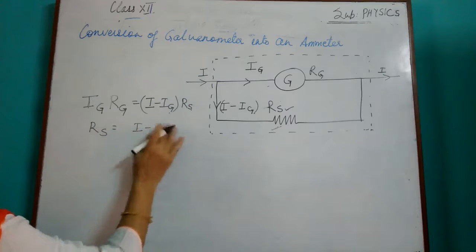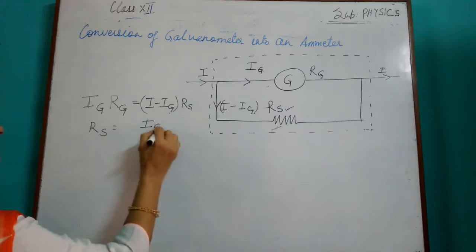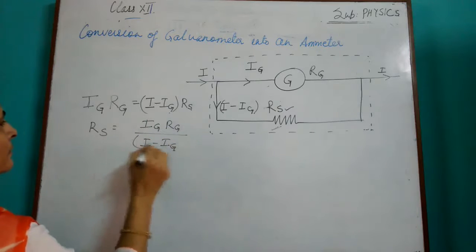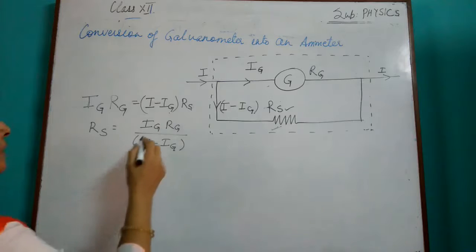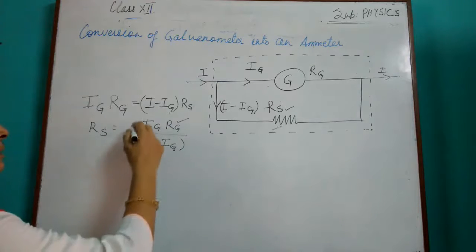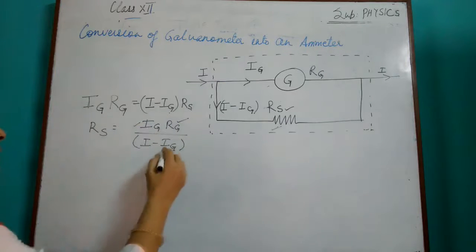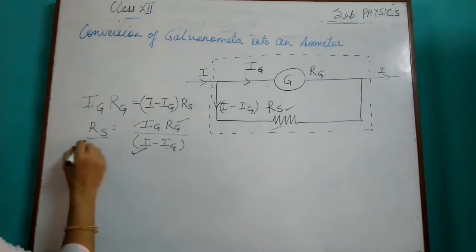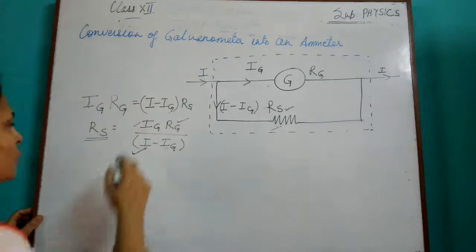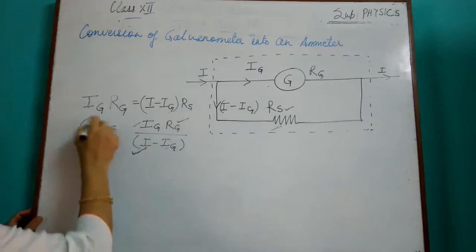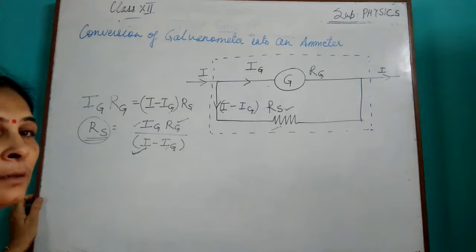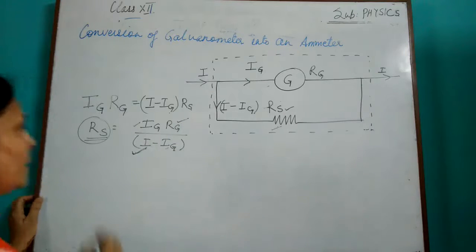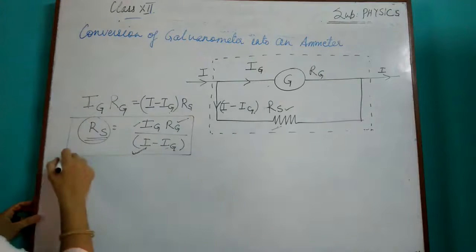So how much shunt resistance? Rs is equal to Ig Rg upon I minus Ig. Now this is known to me: the resistance of the galvanometer, and how much current can flow because of that resistance, Ig, is also known to me. So this is the same quantity. Now the current which is to be measured will determine the shunt resistance. So if this is given to me, I can always find out the resistance which is to be connected in parallel, so that a galvanometer can be converted into an ammeter of given range. So this is your one expression to find the resistance.